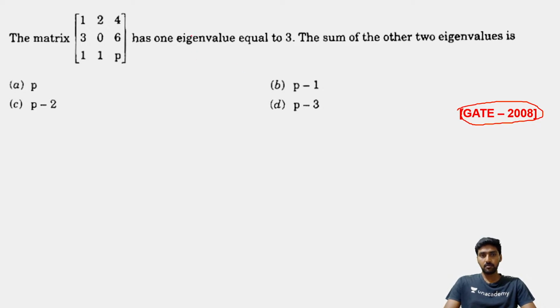Matrix 1, 2, 4, 3, 0, 6, 1, 1, P. One of the eigenvalues, let us take lambda 1, is equal to 3. What will be the sum of the other 2 eigenvalues, lambda 2 plus lambda 3? What will be the lambda 2 plus lambda 3 value?